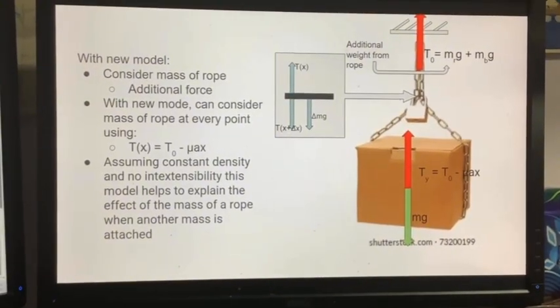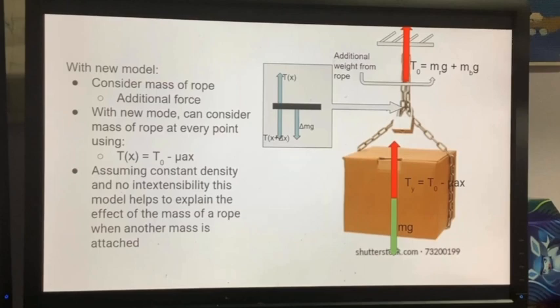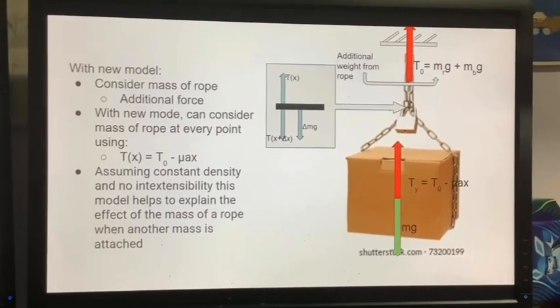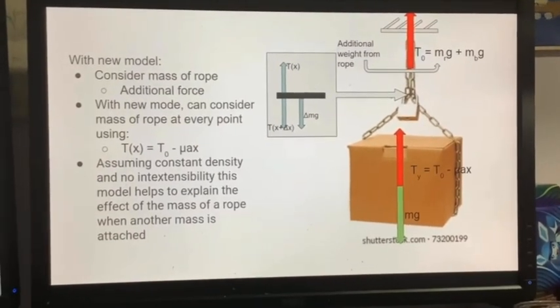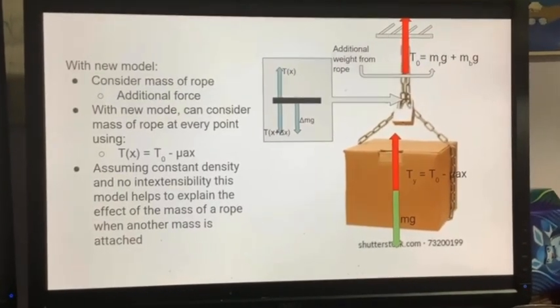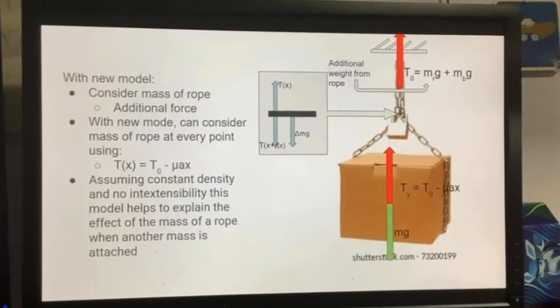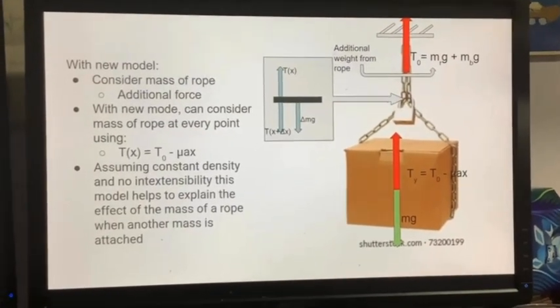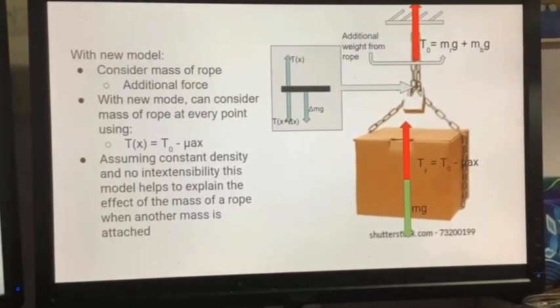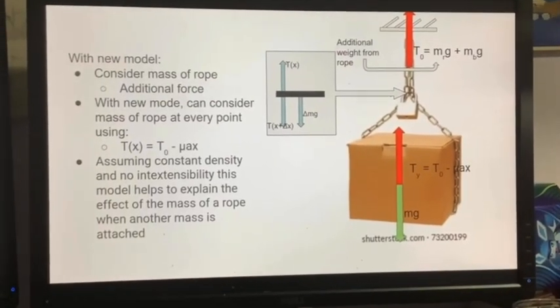And with the mass of the rope, we have to consider the additional force that the rope can cause at certain points. So let's look at the ceiling. We look at T naught. We're going to call it T naught. That is the point between the ceiling and the rope. And the tension force there is going to be equivalent to the weight of the rope plus the weight of the box, because at that point in the ceiling, it's basically pulling on both those items.